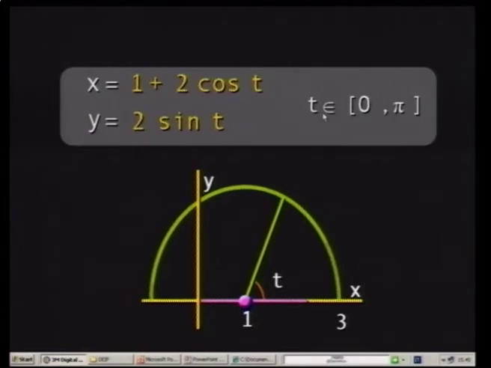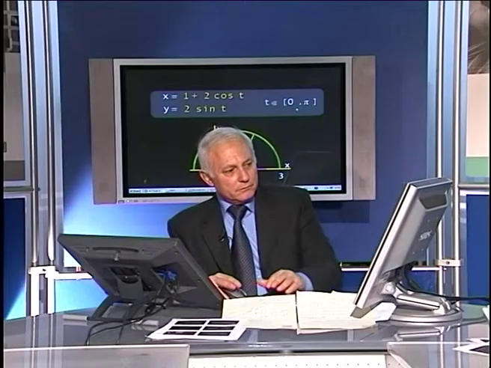So here, what does t lie in? Since t represents an angle, you see directly that the value of x is equal to 1, which is this part, plus the projection of this radius. The projection of this radius is equal to 2, which is the radius, times the cosine of this angle, and you get the whole of x. As to y, the value of y is equal to 2 times the sine of this angle, and you get y. So here t lies from 0 to pi.